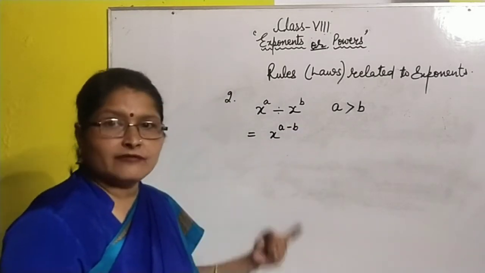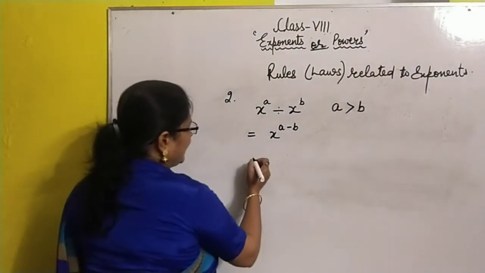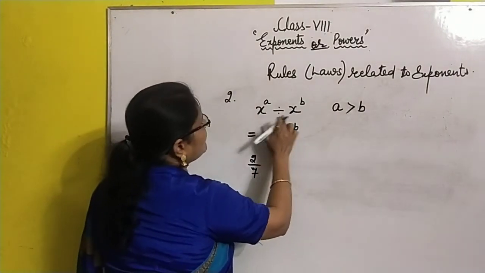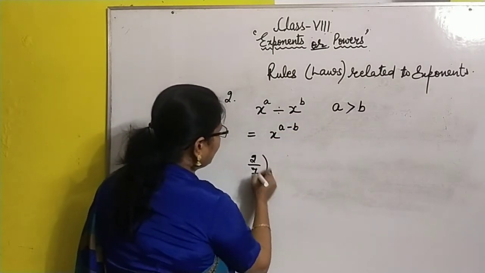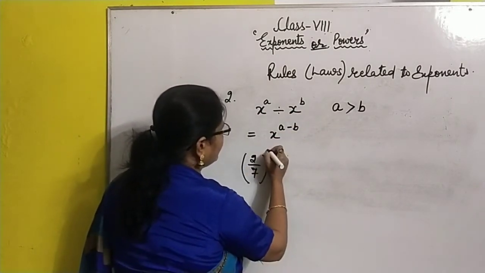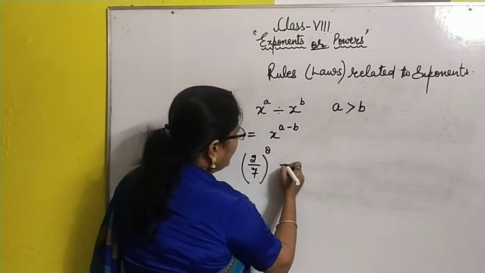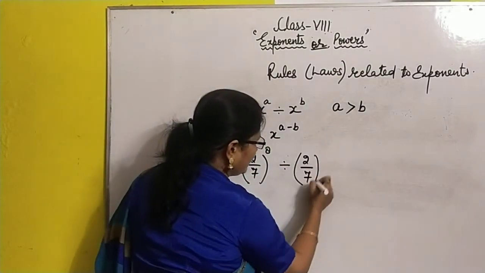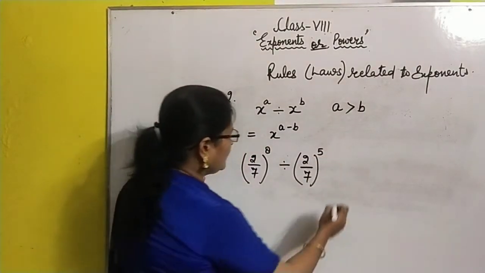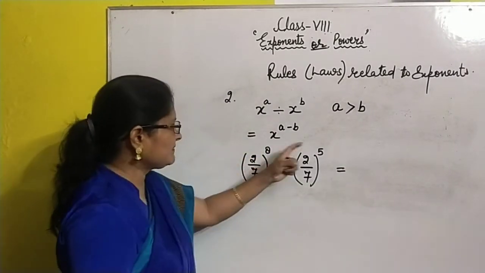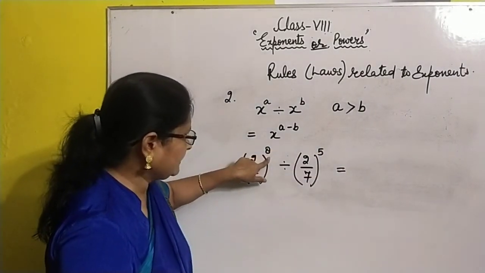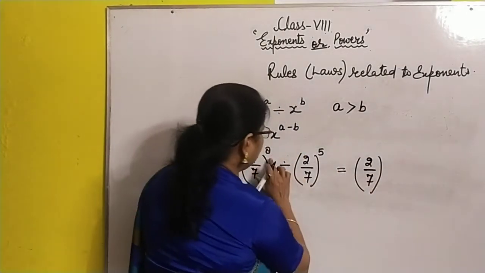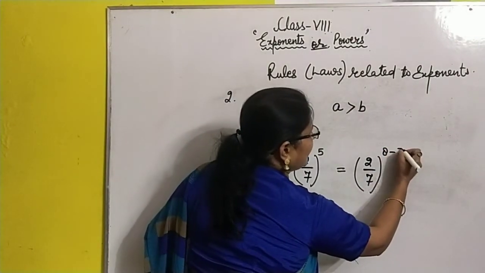I am taking one example for that. Here I am writing 2 by 7, because both the bases are the same. So I am writing here the power of 2 by 7 is 8, and here the division sign is there, and the base again 2 by 7 and the power is 5. So what will you do in the next step? You will subtract 5 from 8. The base you will write one time only, and you will write 8 minus 5.